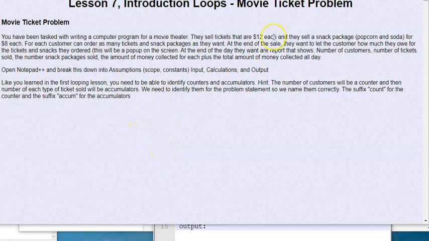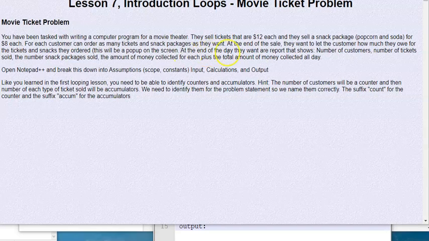All right, so we're going to be working on the movie ticket problem. And you can see that we have $12 for tickets, $8 for snacks. People can buy as much of either that they want. And what we want to do with this one is, all day long people are making orders, and we're going to be telling them how much they owe, and then we're going to be keeping the information on how much they've ordered, and then at the end produce a report.